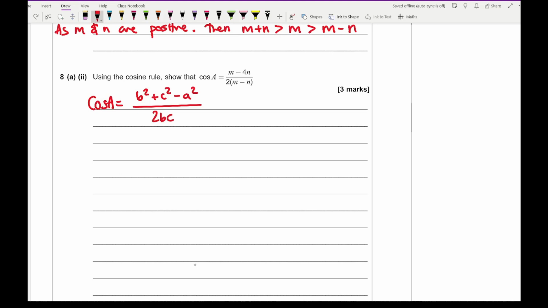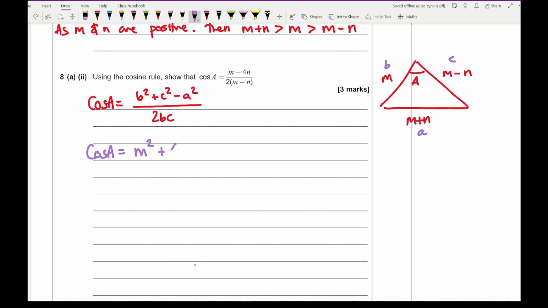Now looking at this, if we draw the triangle, that if this is angle A, that's going to be m plus n, and the two other sides are m and m minus n. So this is going to be A, that's going to be B, that's going to be C. So then from this I get cos A equals b squared, which is m squared, plus c squared, which is m minus n squared, minus a squared, which is m plus n squared, all divided by 2 times m times m minus n.